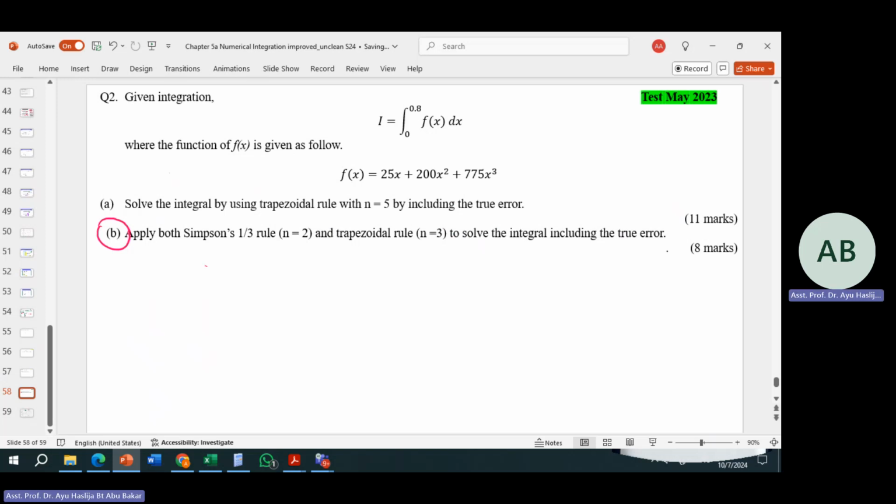Now this question asks you to apply both the Simpson 1/3 rule and the trapezoidal rule to solve the integral, including the true error. Apply both. So you should combine Simpson and trapezoid. Means over here, n equals to 2, n equals to 3. So what this question means is, you have in total of 5 segments.